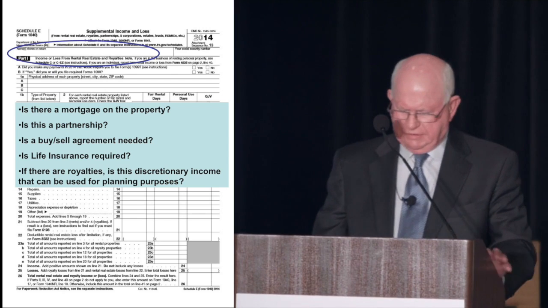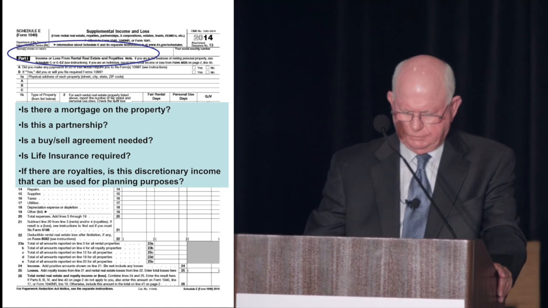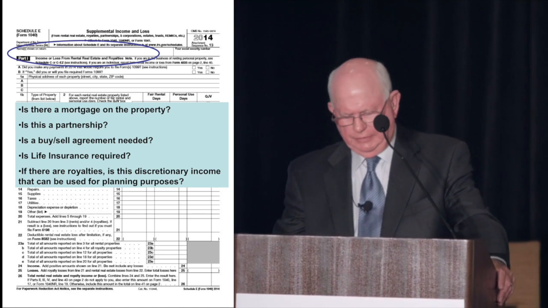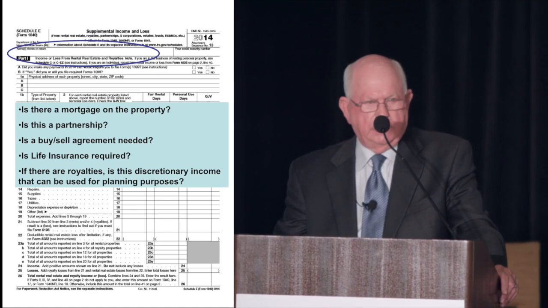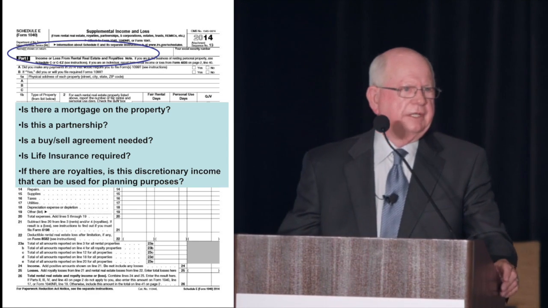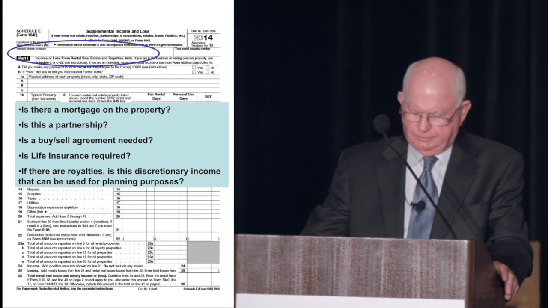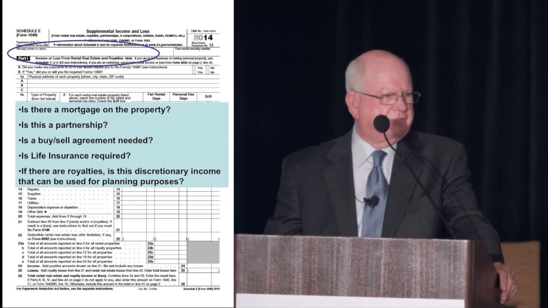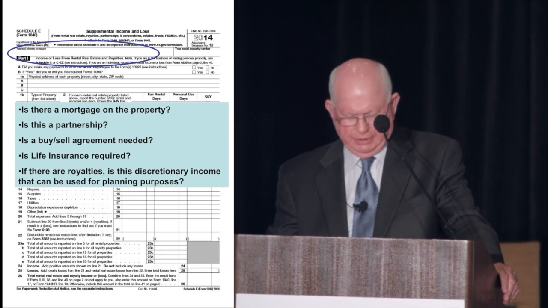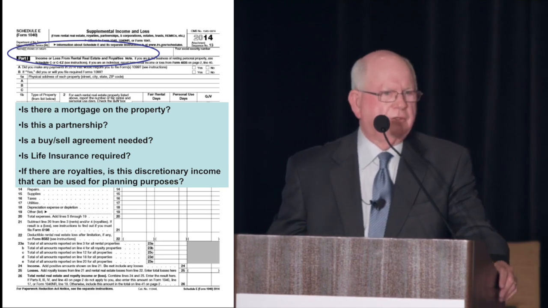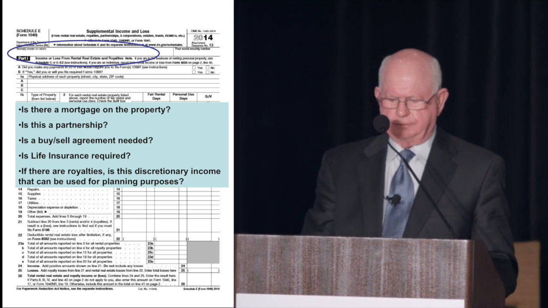Okay. Schedule E. Another very important schedule. Part 1 includes income and loss from rental real estate and royalties. If there's real estate income here, you'd like to know if there's a mortgage on the property. Or is this a partnership of some sort? If it's a partnership, is there a buy-sell agreement in place? If there's a buy-sell agreement in place, is life insurance or disability insurance needed?